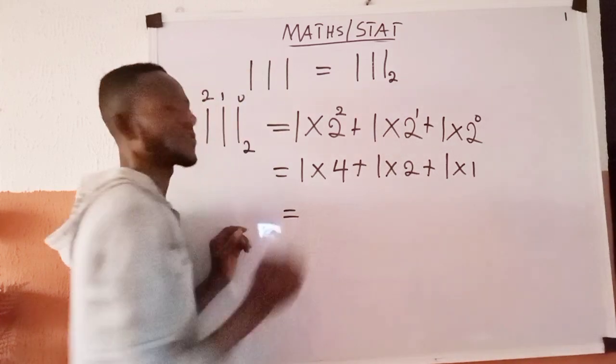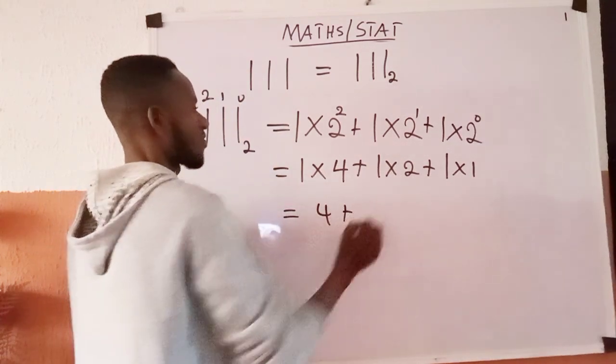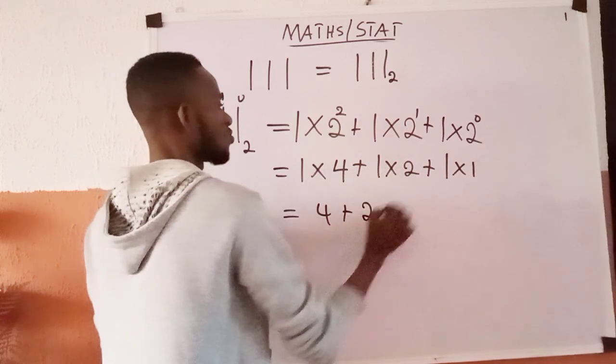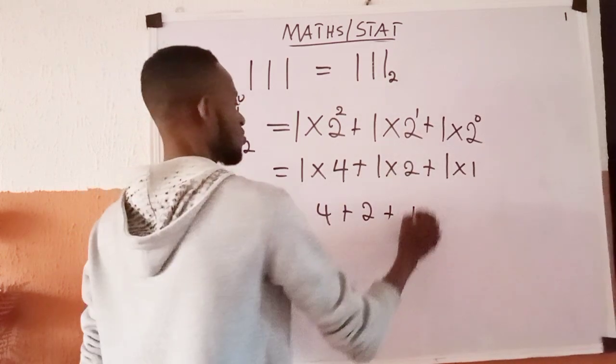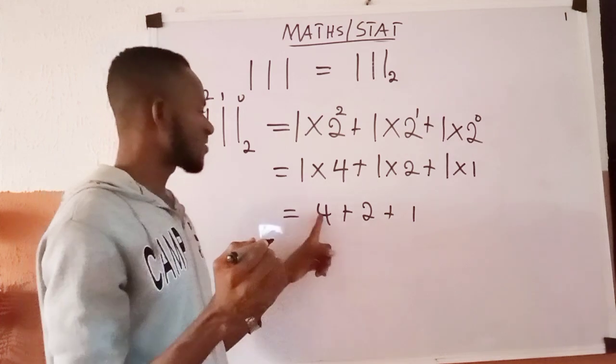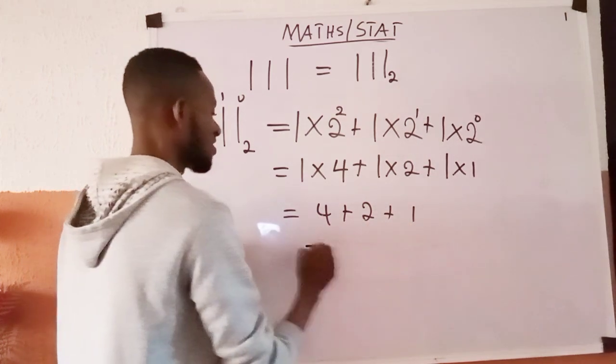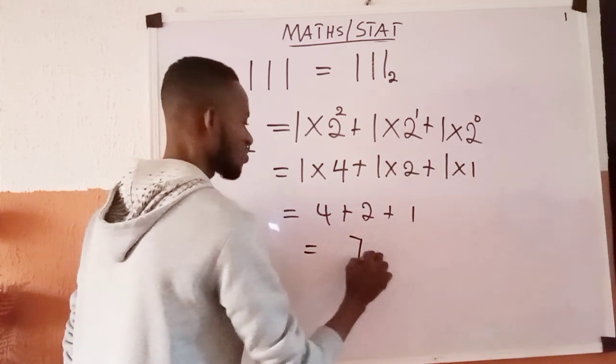So this equals 1 times 4, which is 4, plus 1 times 2, which is 2, plus 1 times 1, which is 1. Then you now say 4 plus 2 is 6, plus 1 is 7. So this is equal to 7 in base 10.